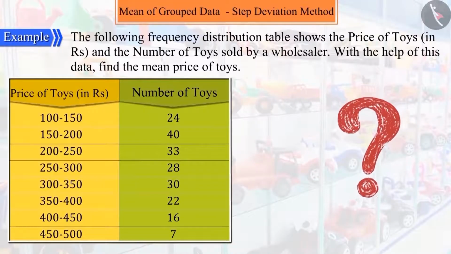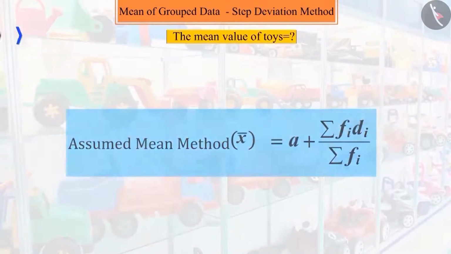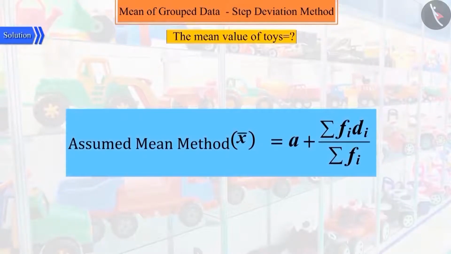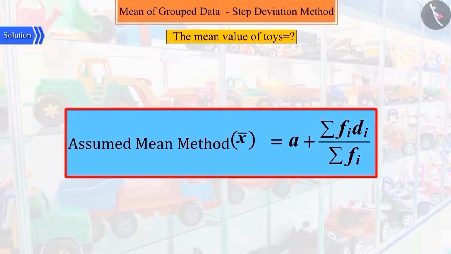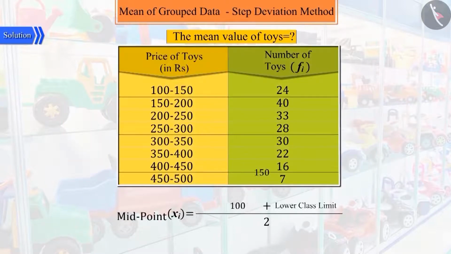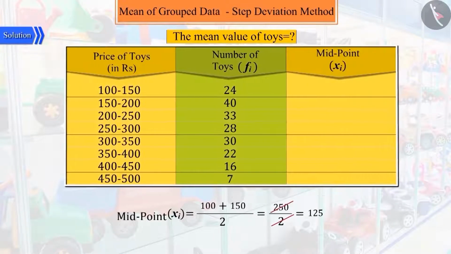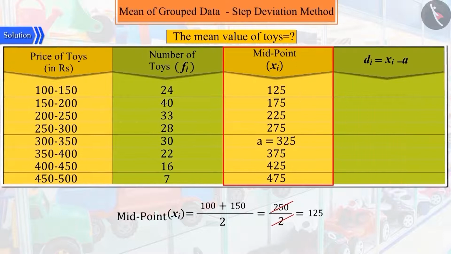Let's see. In order to find the mean of grouped data, we learned about the assumed mean method in the previous video, where we choose an assumed mean A from the xi and represent the difference between each xi and A by di. On this basis, we can solve this question too.